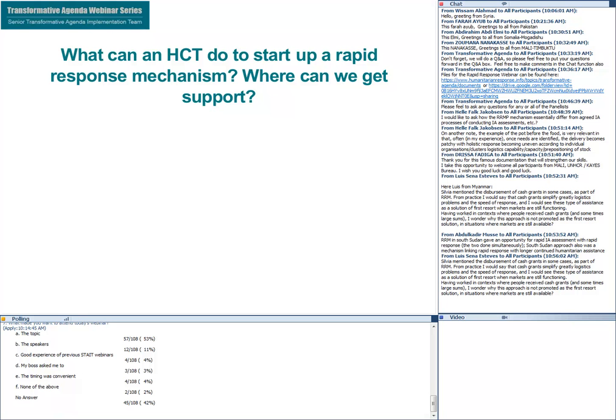And John, I want to ask you, if I am a humanitarian worker in the field right now, maybe a member of an HCT or a member of a cluster or intercluster, practically, what do I need to do in order to start a rapid response mechanism? Is there a procedure in place, or how simple is it to start it in the field? John, over to you.